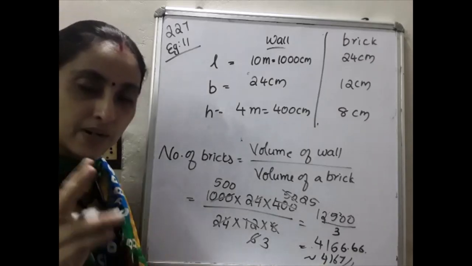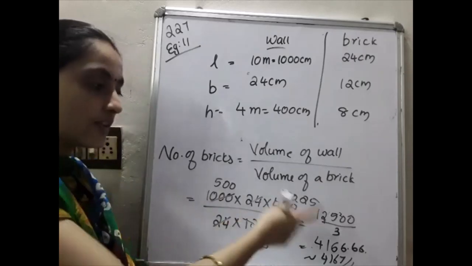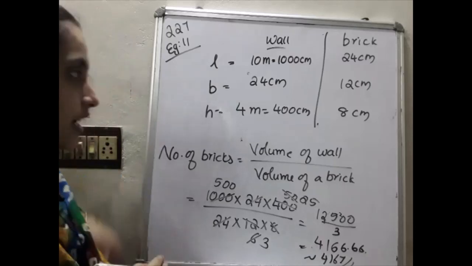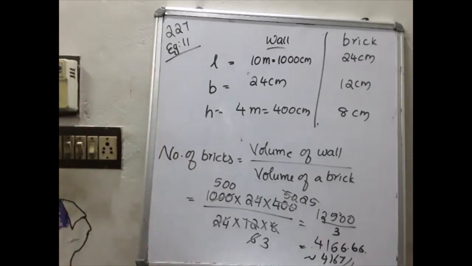4167 bricks. But bricks cannot be a decimal value, that's why we round up to the nearest integer. Okay, so please write down this much.